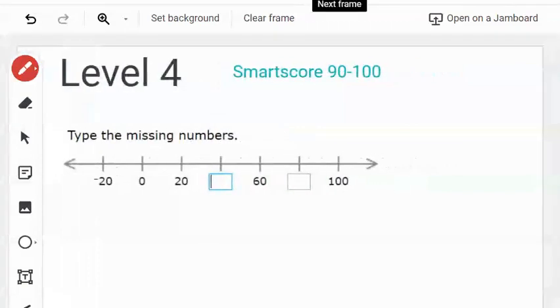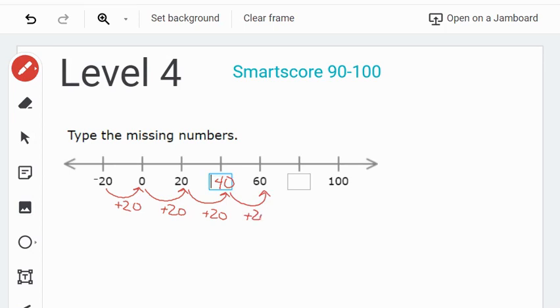Okay. In this case, notice that we're going up by 20s as we go to the right. -20, add 20 gives you 0. Add 20 to that gets us to 20. Okay, so if we add 20 to 20, we should be at 40. Do it again. That does bring us to 60. Do it again. We get to 80. And just to check, does that get us to 100? Yes, 80 plus 20 does get to 100.